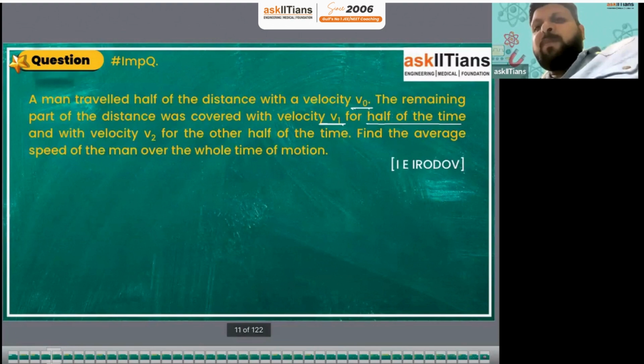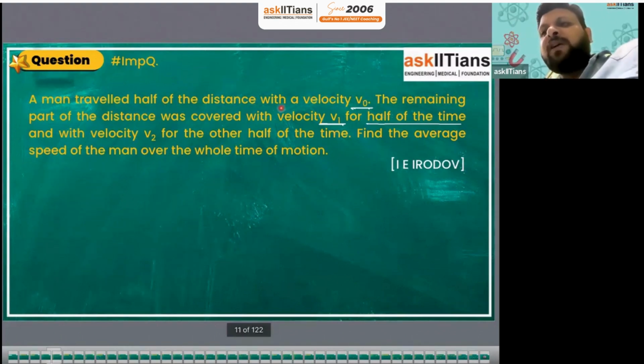So this is a very important question from Irodov. Let's solve this question. A man covers half the distance with a velocity v0. The remaining part of the distance was covered with velocity v1 for half the time and with velocity v2 for the other half the time. Find the average speed of the man over the whole time of motion.